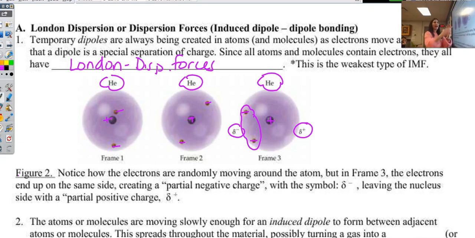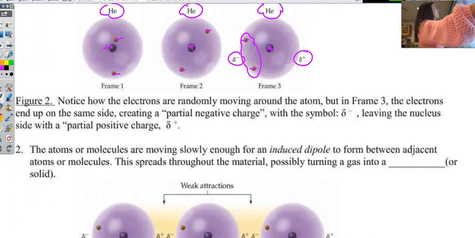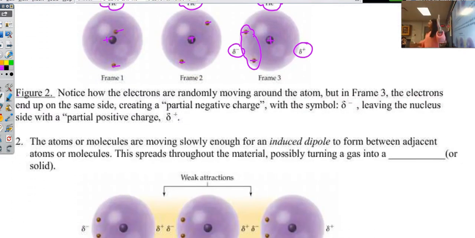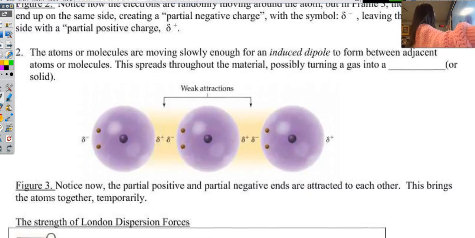That just explains how you get that partial positive and negative, but it's not making it polar. It's not a dipole moment per se, it's just very temporary. Okay, so now let's take a look here, and we have the atoms or molecules. This is just showing, again, this spreads throughout the material, possibly turning a gas into, what could a gas turn into? A liquid, yep. Or it could possibly turn into a solid, depending on how close those are, but typically not.